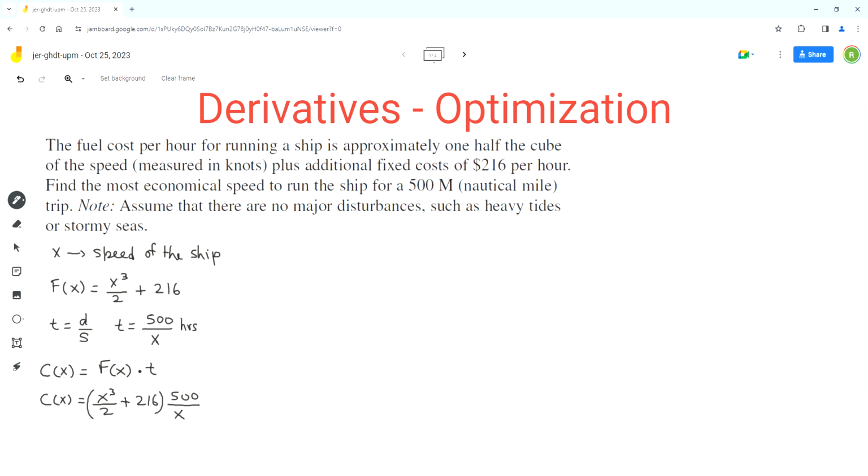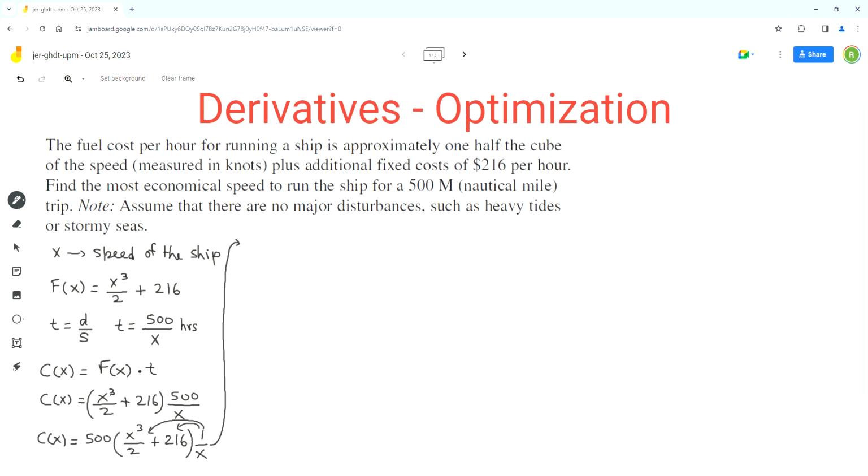Now we can simplify this expression. So we can just move the 500 to the front of the expression because 500 is just a coefficient. So c of x equals 500 times x cubed over 2 plus 216, then times 1 over x. Now we can distribute 1 over x in the parentheses. So we can continue here.